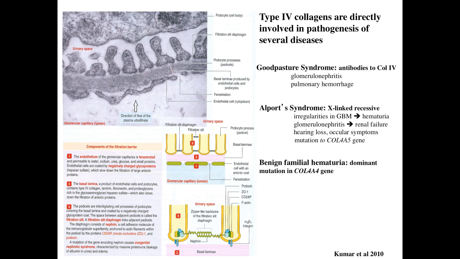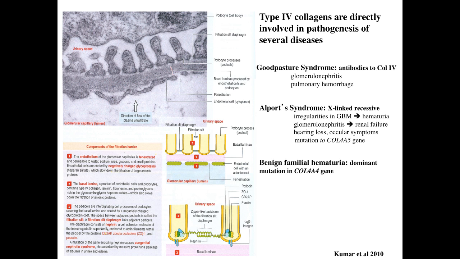Alport syndrome is an X-linked recessive syndrome. You get irregularities in the glomerular basement membrane, glomerulonephritis leading to renal failure. You can have hearing loss and ocular symptoms. In Alport syndrome, these X-linked recessive mutations are mutations in one of the collagen genes, here the collagen 4A5 gene.